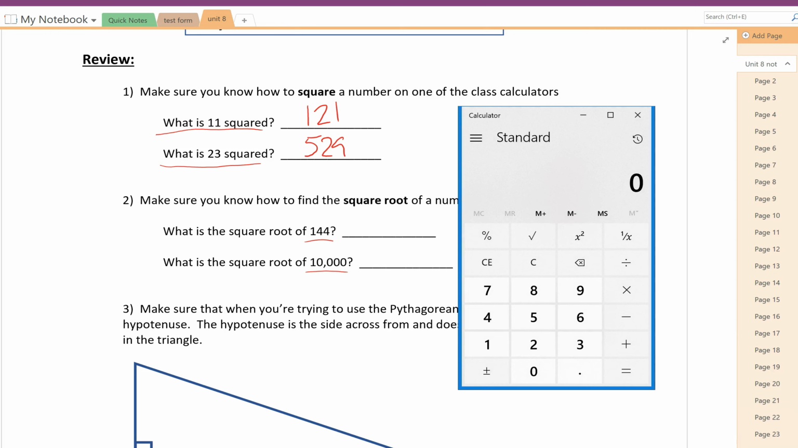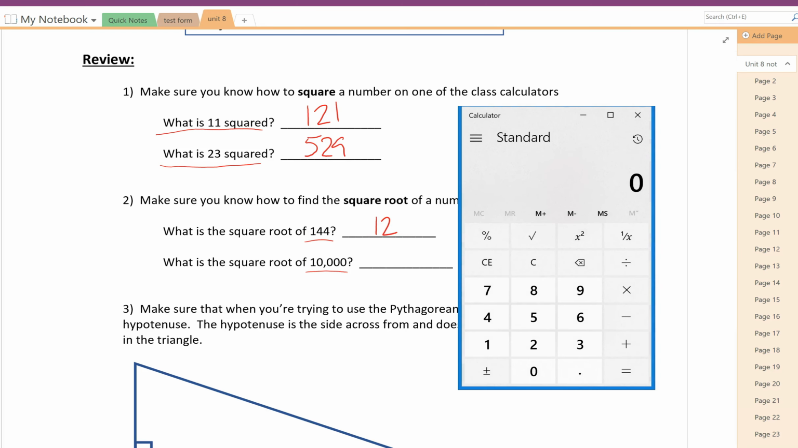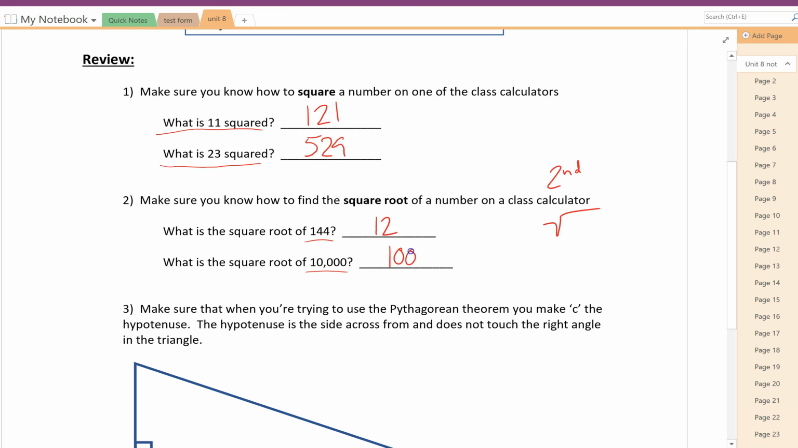All right, so if I want to take the square root of 144 on my calculator here, I'm going to do the radical symbol, 144. Oops, I guess I have to do that backwards. Okay, the square root of 144 is 12. I want to know the square root of 10,000. That'd be 100. So if you still don't know how to do that, call me over and I'm happy to show you how to do it. But you need to know how to do that for Unit 8 because we're going to do a lot of squaring and square rooting.